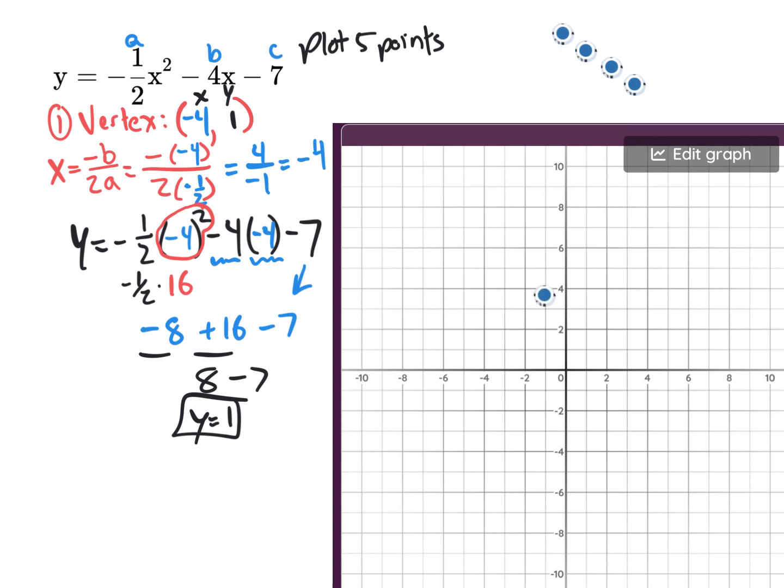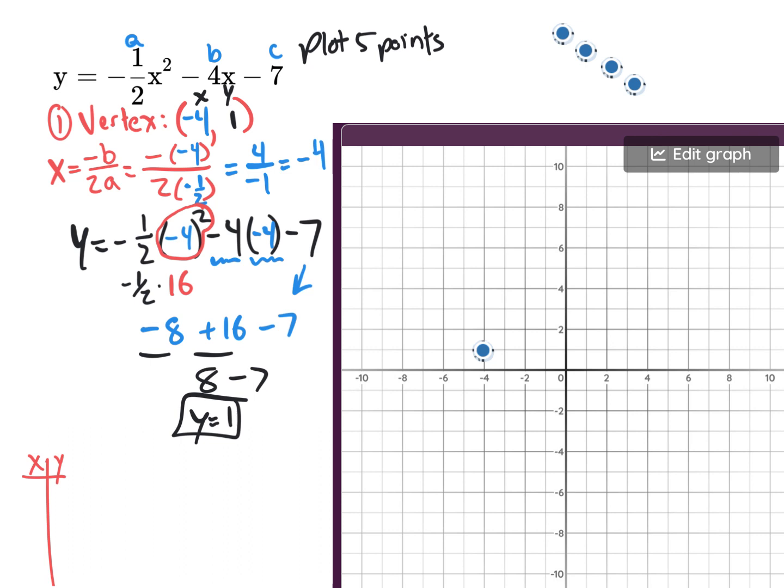Move your cursor over the point or to the location (-4, 1). Negative 4, positive 1, and you're going to put a dot right there. And then from that dot, you know that there's an axis of symmetry, and you need more points. One option to get more points is to do an input-output table, which I don't really recommend.